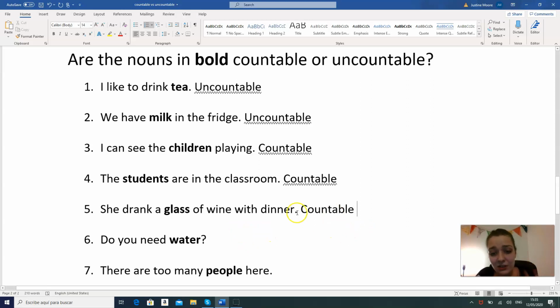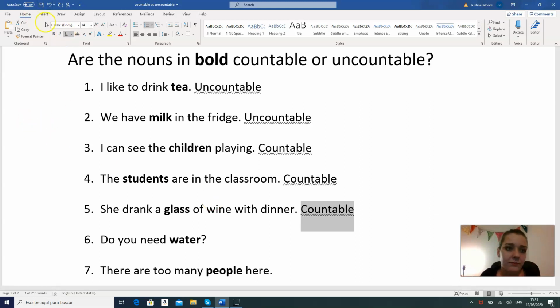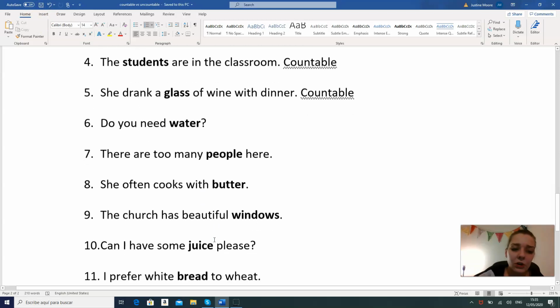1 glass, 2 glasses, 3 glasses. How many glasses of wine did she have? She had 3 glasses. So glass, like a cup for liquid, you can answer with a number, so it is countable.